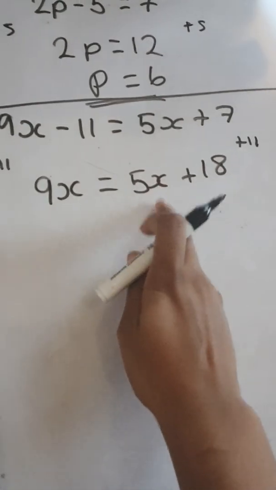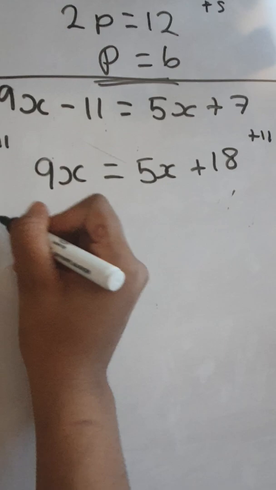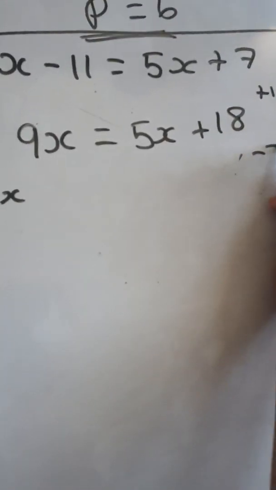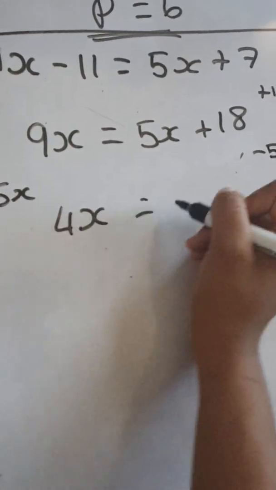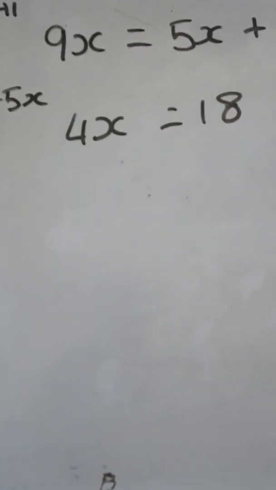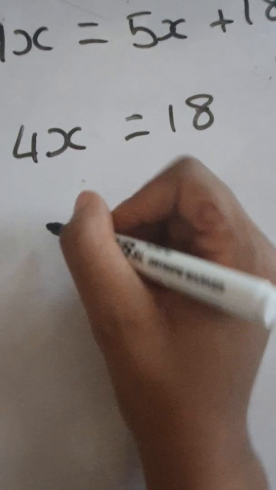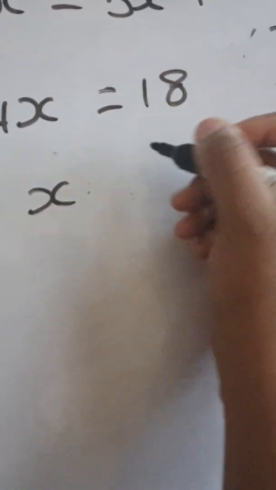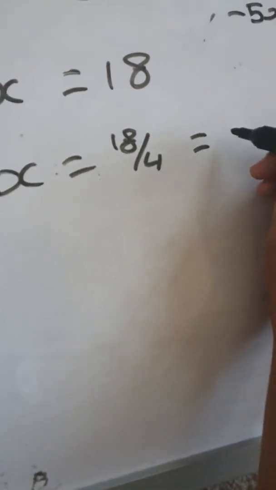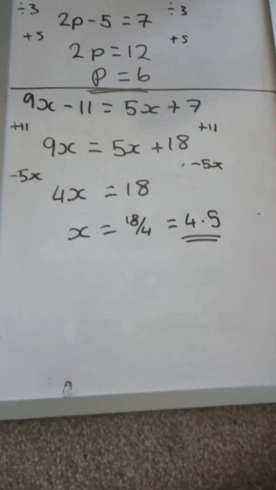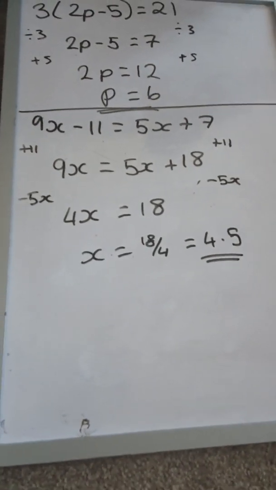Now I want to get this 5x over here. So I've got to take away 5x from both sides. If I take away 5x from both sides, I've got 4x equals 18. We all know how to solve that. 4x equals 18, you divide by 4, x equals 18 over 4, which is the same as 4.5. Okay, so those were your first two questions. Those were solving like we've solved in class before, and like you've done with your Hecate work.